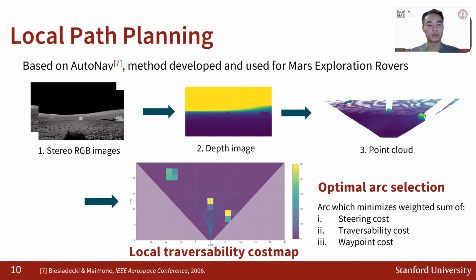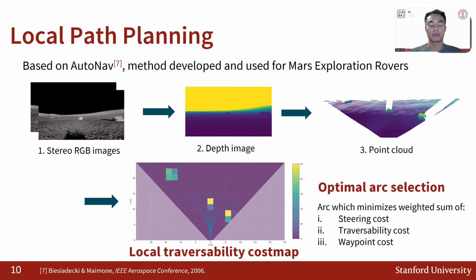So now that we have some basic understanding of NeRFs, let's talk a bit about local and global path planning. So we base our local path planning on AutoNav, which is a method that was developed and used for the Mars exploration rovers and is currently even being used by the rovers currently on Mars. So the high-level idea is that the rover takes a pair of stereo RGB images, then extracts a depth map from the stereo images. The depth image is then projected onto 3D coordinates to obtain a point cloud, and then this point cloud is gridded up in 2D space, and the cells of this 2D grid are then assigned a traversability cost, which indicates the features of the terrain.